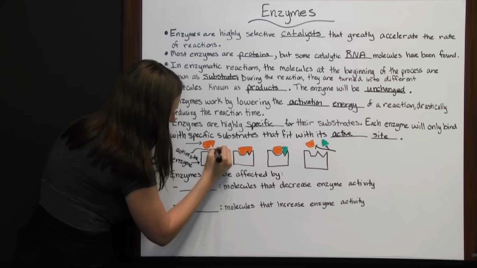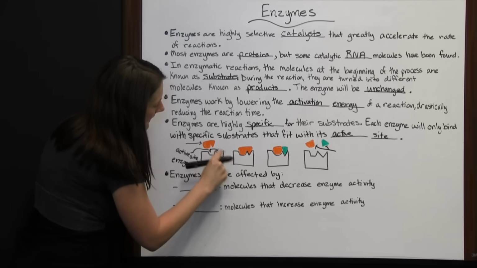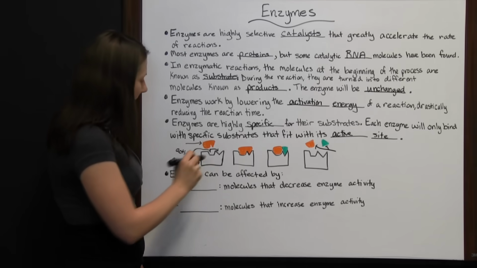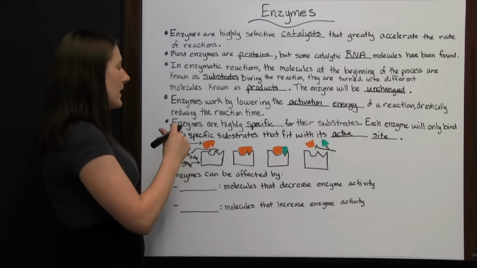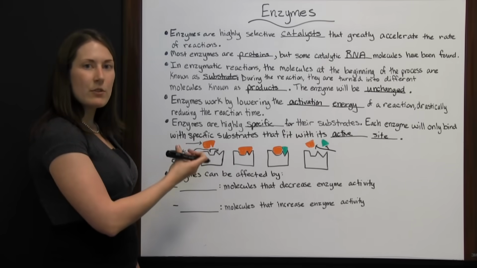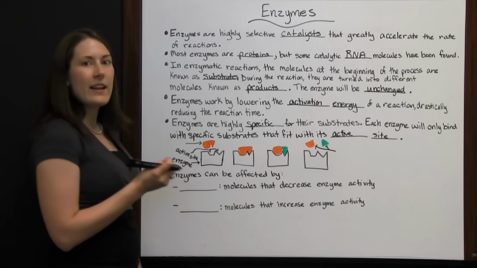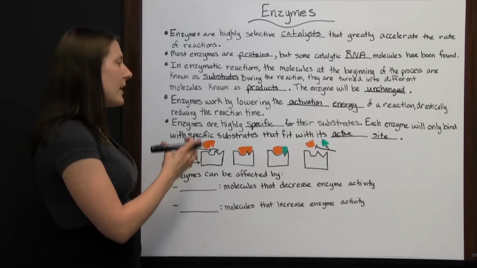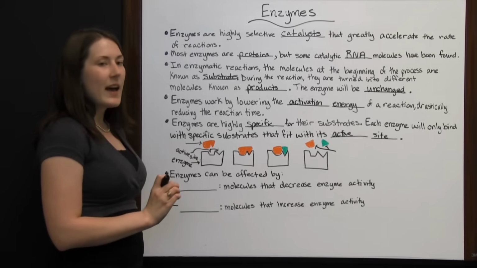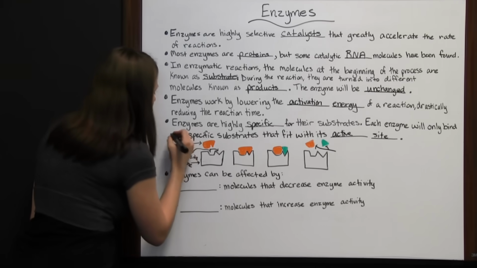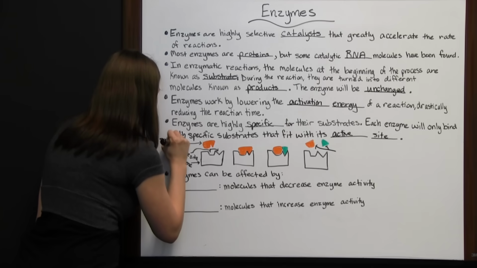So both here and here, this open area in the overall shape of the enzyme is the active site, and each enzyme has an active site, and only substrates with a similar shape that would be able to fit in there and bind without the enzyme changing shape too much will be able to fit with that enzyme and complete a reaction. So this would be your substrate.